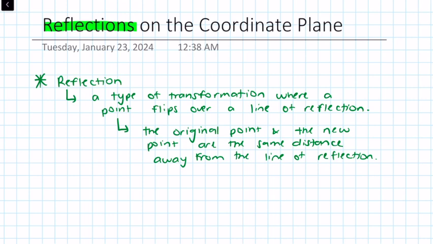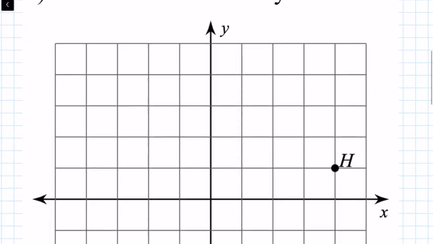Okay, so the key thing here is to be very mindful of where that line of reflection is and where the point in the beginning and the point after are in relationship to that line of reflection. Kind of like a mirror. So let's go ahead and go on to this first example.